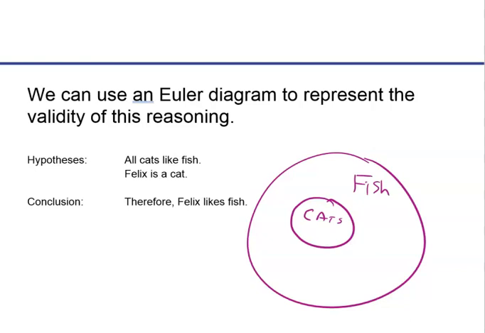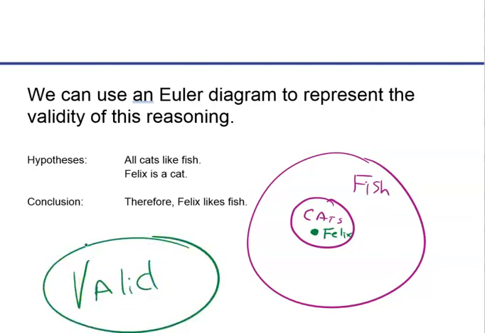Felix is a cat. Now, where do I put Felix? You can have your own circle for Felix, but Felix is just one cat, so I'm just going to put him right here in the cats. Does that make sense? Of course, because it said Felix is a cat. Now, y'all looking at your picture, can you tell that Felix likes fish? I say you can, right? Because Felix fits inside the likes fish circle, right? And this means, just from a diagram, this is a valid argument.